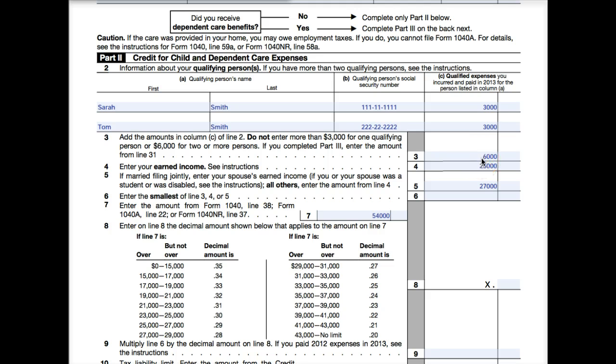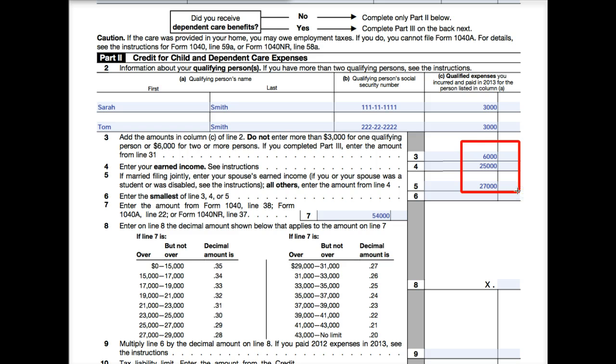And then what this form does is it compares your earned income, we'll say it was $25,000, and your spouse's earned income, we'll say that was $27,000. And it compares what you spent to your earned income, like your wages, so not any interest or dividends or things like that. Then what it says is take the smallest of lines 3, 4, or 5. So I'm looking at these 3 numbers and I'm only able to take the smallest.